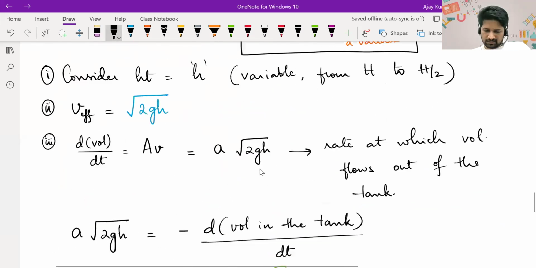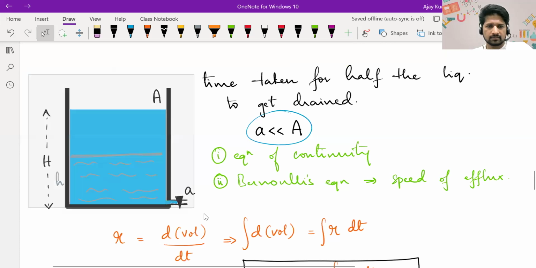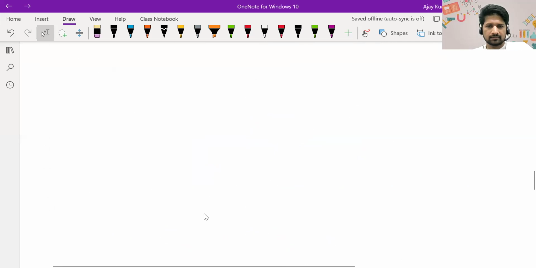Let's consider another situation slightly related to this. Assume there is a smooth horizontal surface.